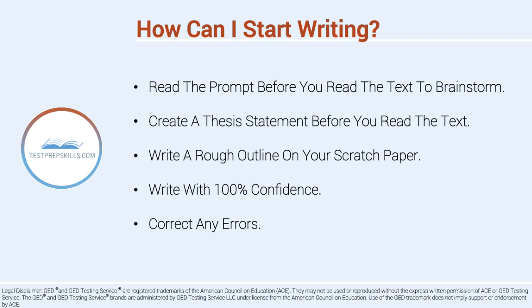Next, write a rough outline on your scratch paper. You can do this while you read through the text and just start planning an outline when you read. So say if you read the first paragraph, jot some notes down. When you read the second paragraph, jot some more notes down. Use that scratch paper as much as possible.